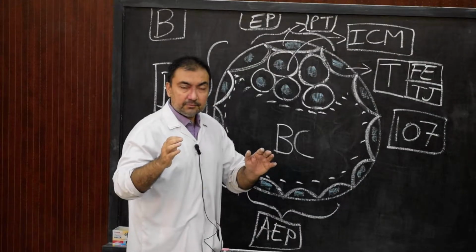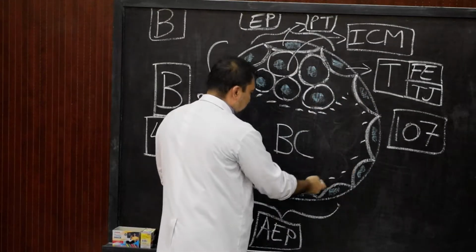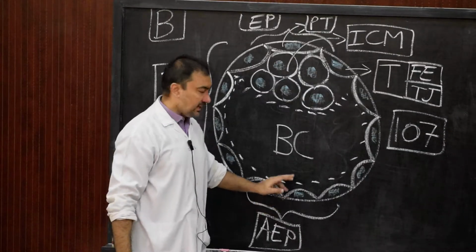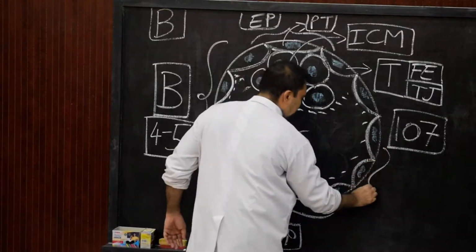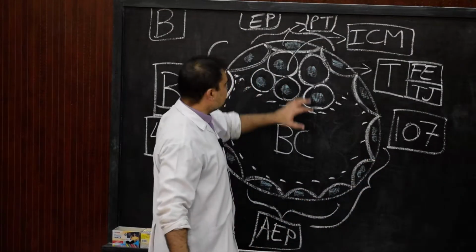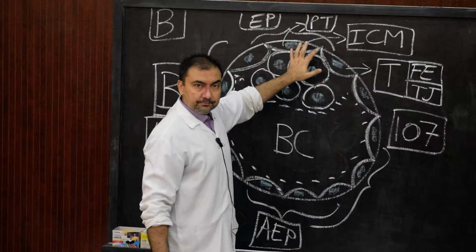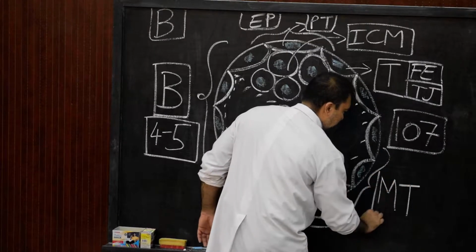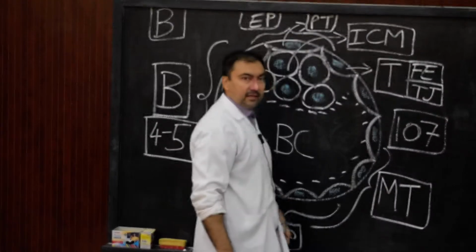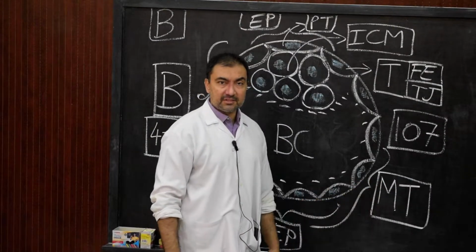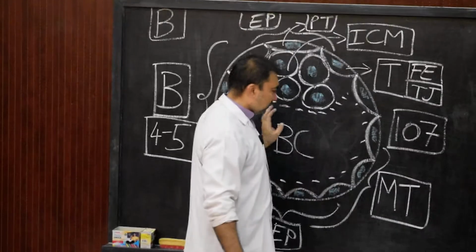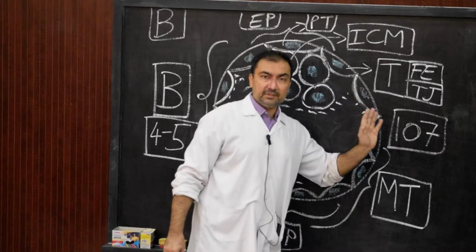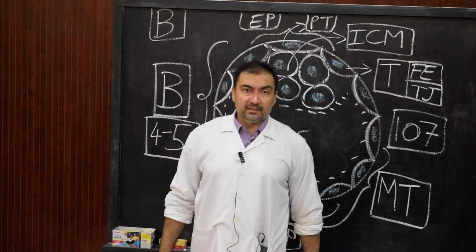The remaining trophoblast cells, including those present at the abembryonic pole, except at the polar region, will be known as, here I am going to write down, mural trophoblast. Please note down, M-U-R-A-L, mural trophoblast. So polar trophoblast and the remaining mural trophoblast, the total cells including inner cell mass and trophoblast are around 107 at the end of the blastocyst stage.